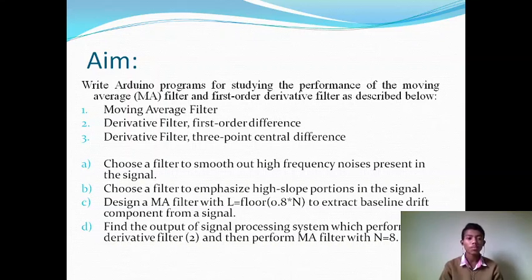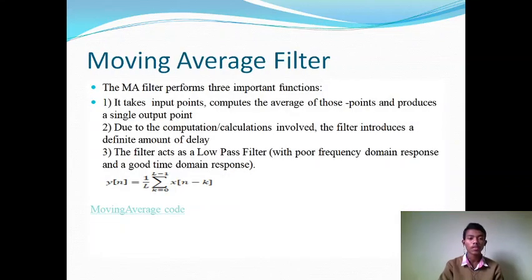The first one is the moving average filter, the next is the derivative filter with first order difference, and the third is the derivative filter with 3-point central difference. These three main filters we will study now, and later we will understand how to apply these three filters to different scenarios depending on the situation. First, let us understand what the moving average filter is.